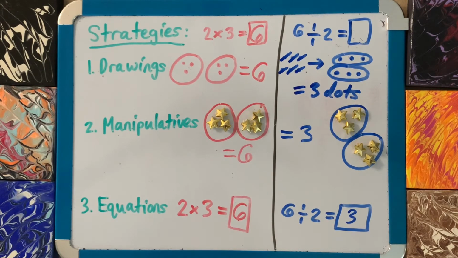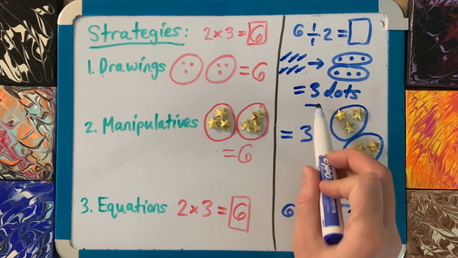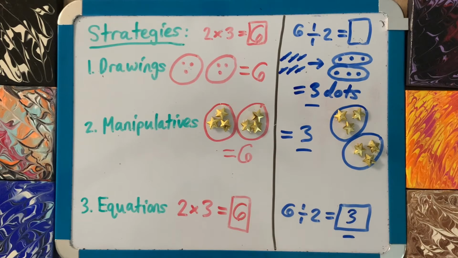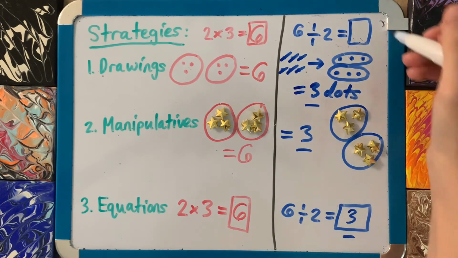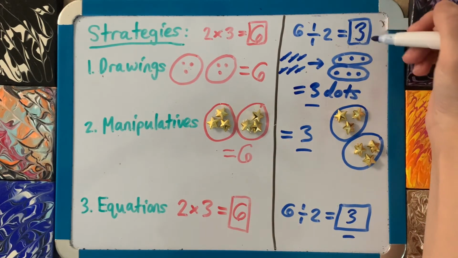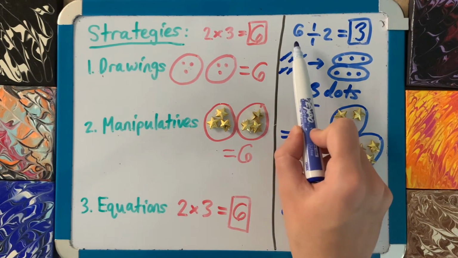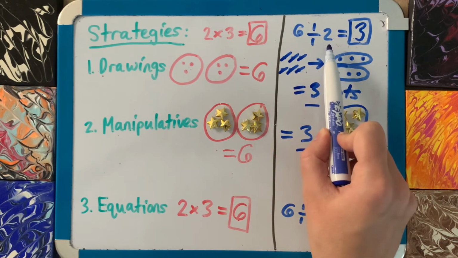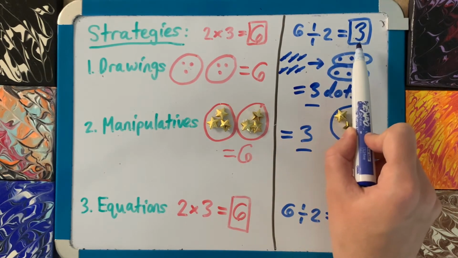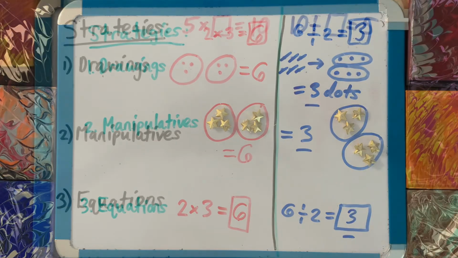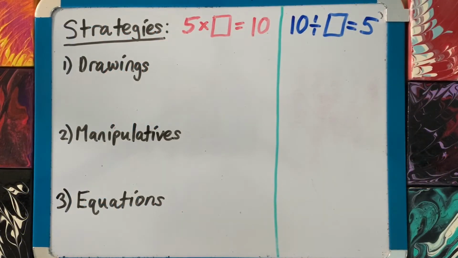And notice that you get the same answer each time, 3, 3, and 3. So it's always going to yield the same answer, the same quotient. So 6 divided by 2 always equals 3. In other words, a total of 6 divided into 2 equal groups equals 3 in each group. So let's find the unknown number for some more multiplication and division problems using our 3 strategies.